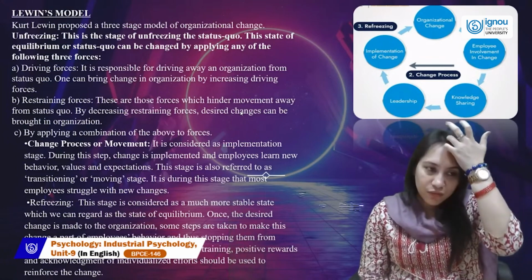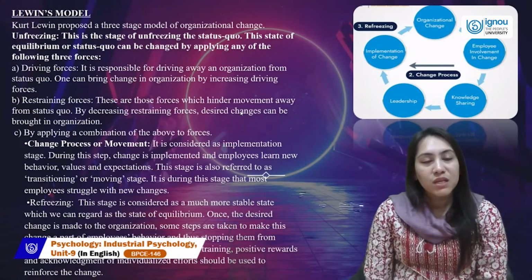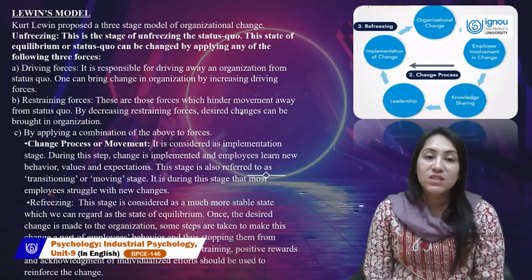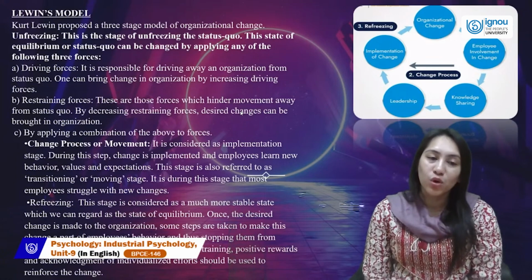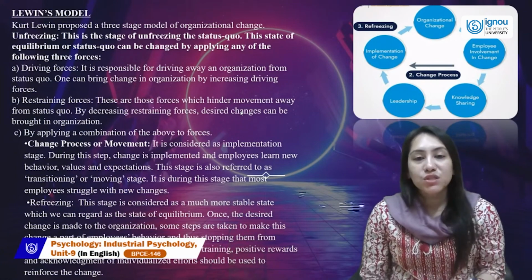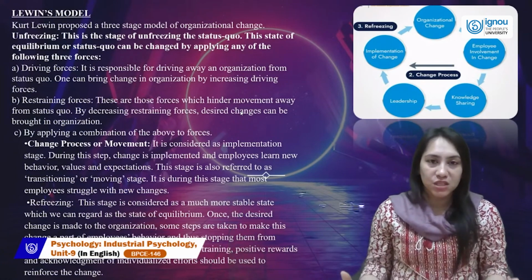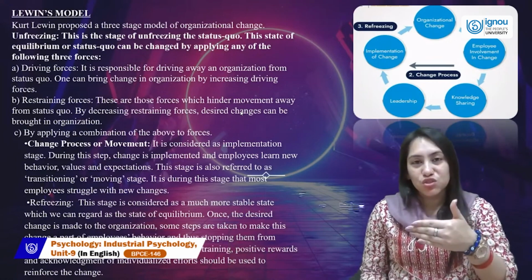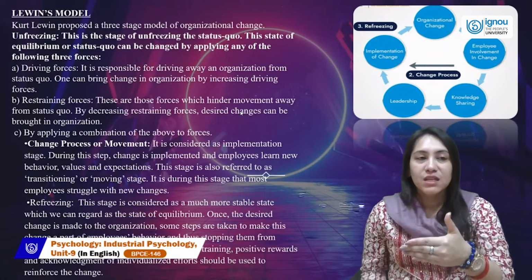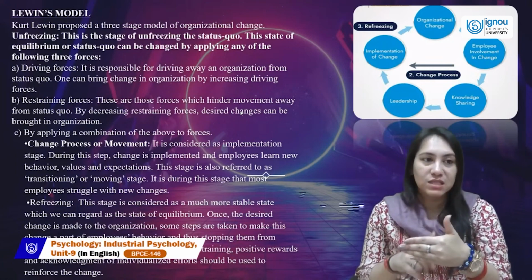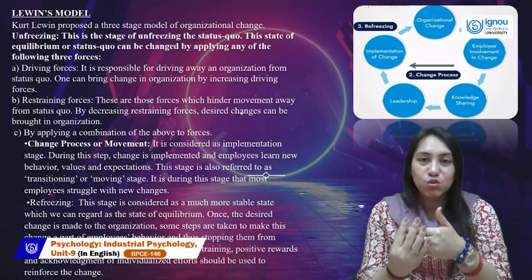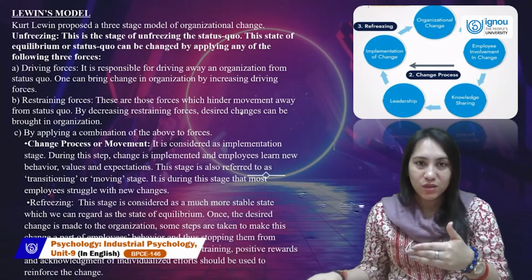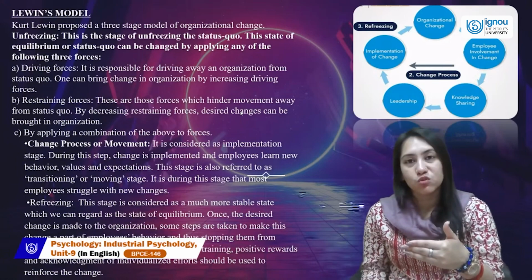After this is the restraining force. These are those forces which hinder the movement away from status quo. By decreasing the restraining force, desired changes can be brought in the organization. Let's take an example: there's this bridge that we have. The driving force will make sure that it moves the bridge, makes changes in the bridge. So once the changes are there, there's going to be disequilibrium, the bridge will be stopped, the commutation from the bridge will be stopped.